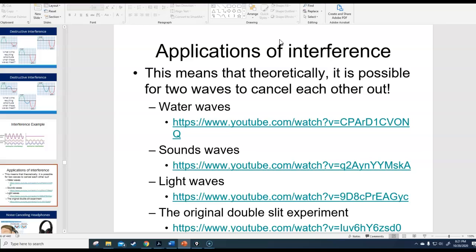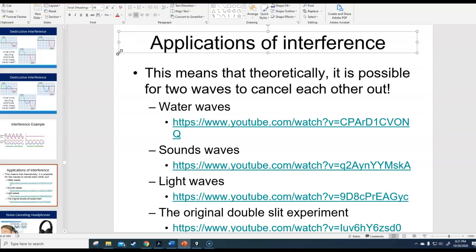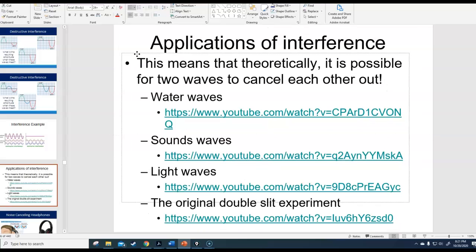Now, before we get too much into talking about phase difference and what mathematically causes interference, I want you to see some of these videos having to do with applications of interference. These are partially to help you understand the concept of interference, to see what it looks like in real life. Pay special attention to the last video. That's called the original double slit experiment. We are going to be talking about the double slit experiment in the next video after this one, and that is something that you're responsible for knowing about for the IB curriculum. And so this is just going to guide you into that type of thinking. So check out those videos about applications of interference.